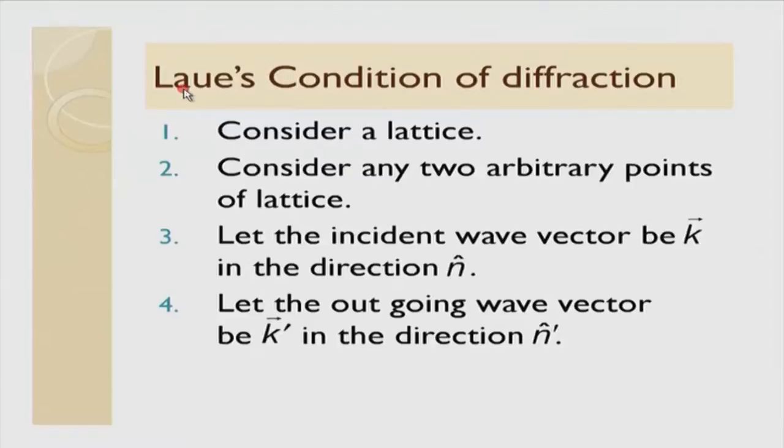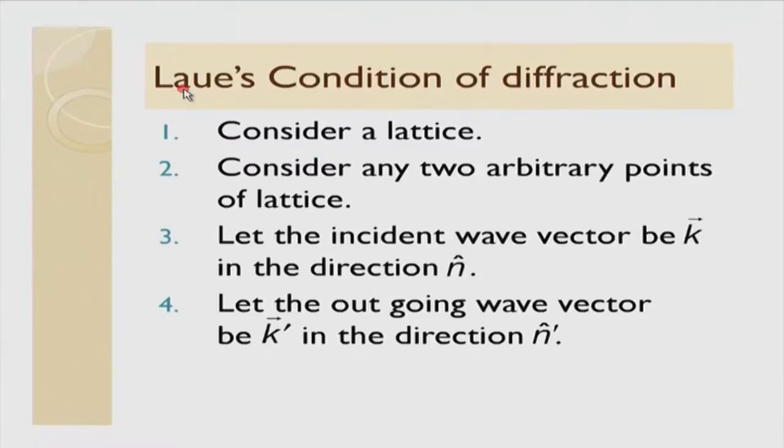Of course, both are equivalent. It can be shown that the Laue condition can be derived from Bragg's law and vice versa. So there is no difference. It's only the way I put it. I generally call the Laue condition a bottoms up approach, while Bragg's condition is a top down approach.